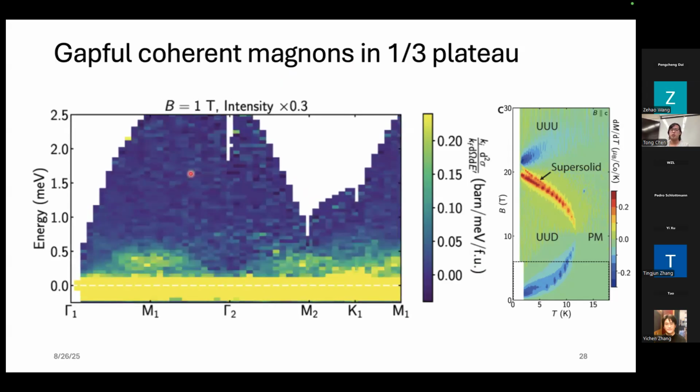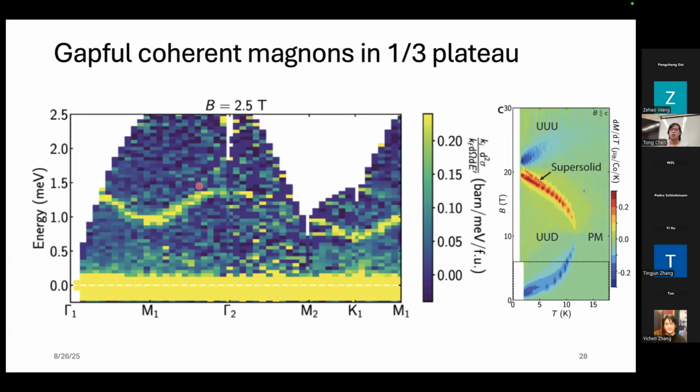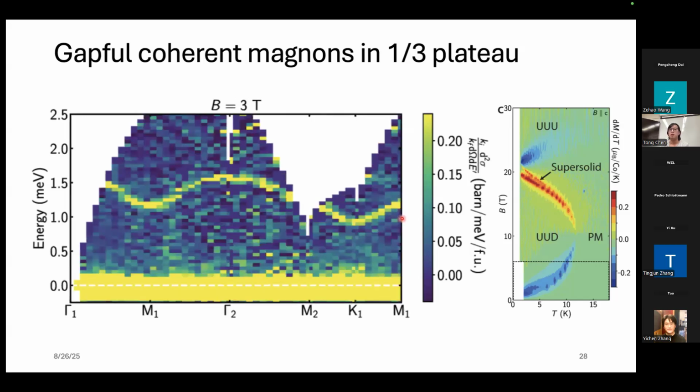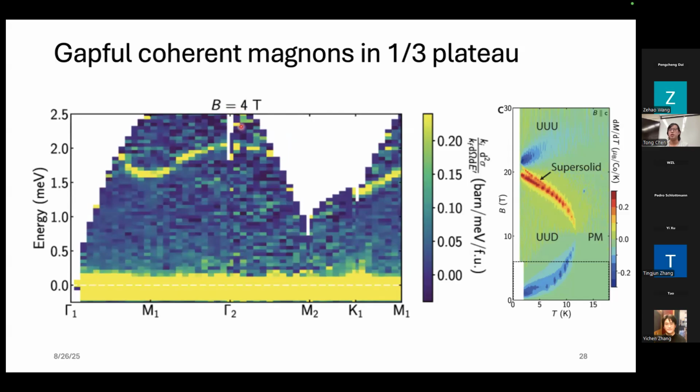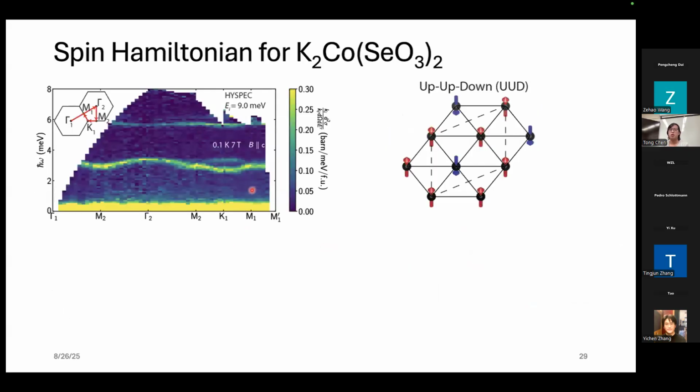We not only observe the continuum of scattering forming sharp spin waves, but they're also moving up in energy when you increase the magnetic field, going deeper and deeper into the up-up-down phase. So this is a full spectrum of the spin waves, measured again at 9.0 meV in a 7 Tesla field along the z-axis. And indeed, we have 3 different bands, because we have a 3 sublattice unit cell. We have 3 moments in 1 magnetic unit cell, 3 spins. And then we should have 3 bands in the spin wave excitations.